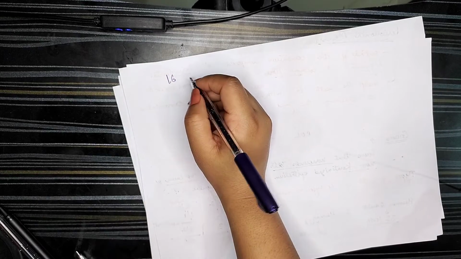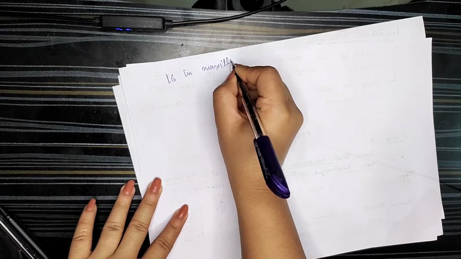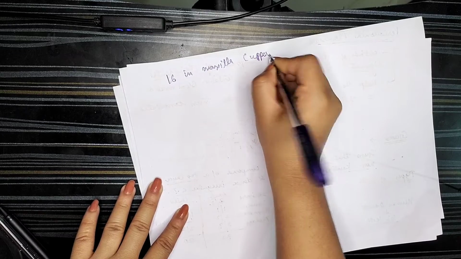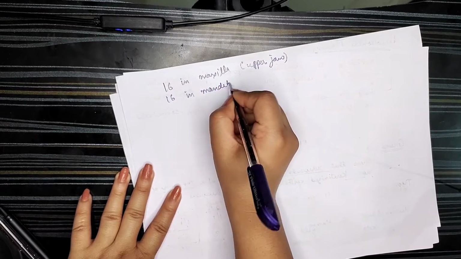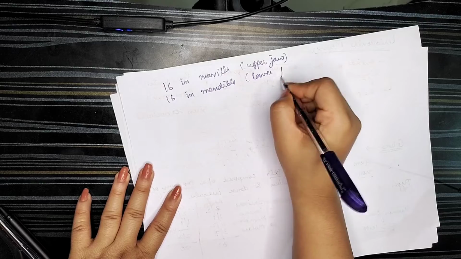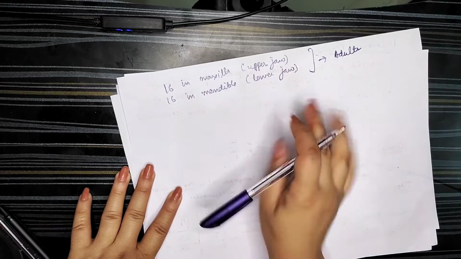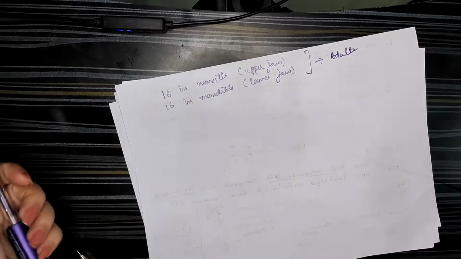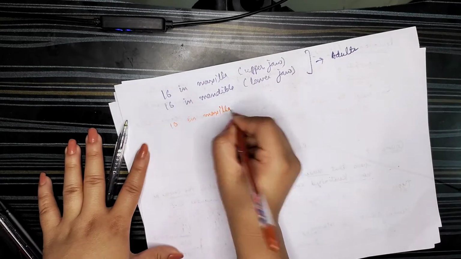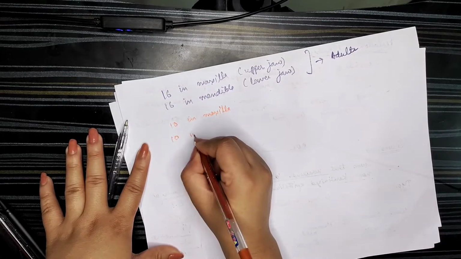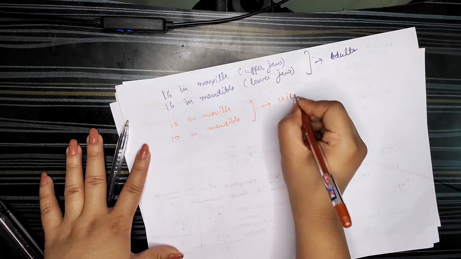16 teeth in maxilla, which is the upper jaw, and 16 in mandible, which is the lower jaw, as in the case of adults. And for child, 10 teeth in maxilla and 10 in mandible.